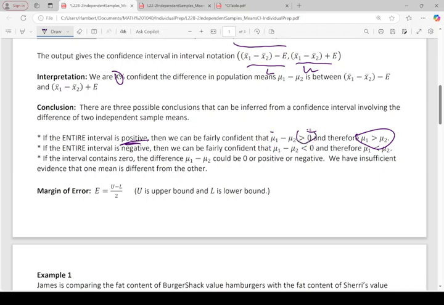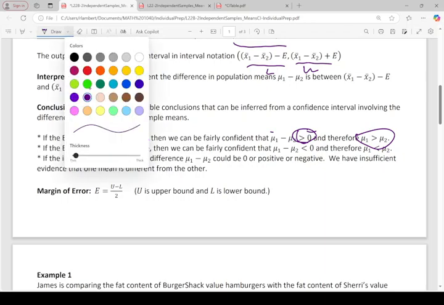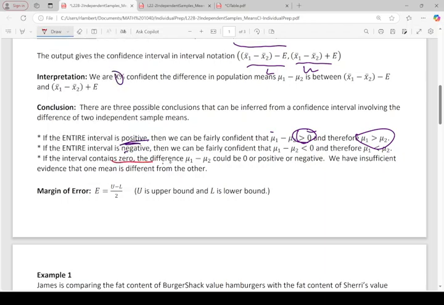So that's what this means here. Positive, greater than 0. If the entire interval is negative, then this difference in population means is probably less than 0. And by algebra, we can add this mu2 over to the other side and conclude that the first population mean is probably less than the second one.